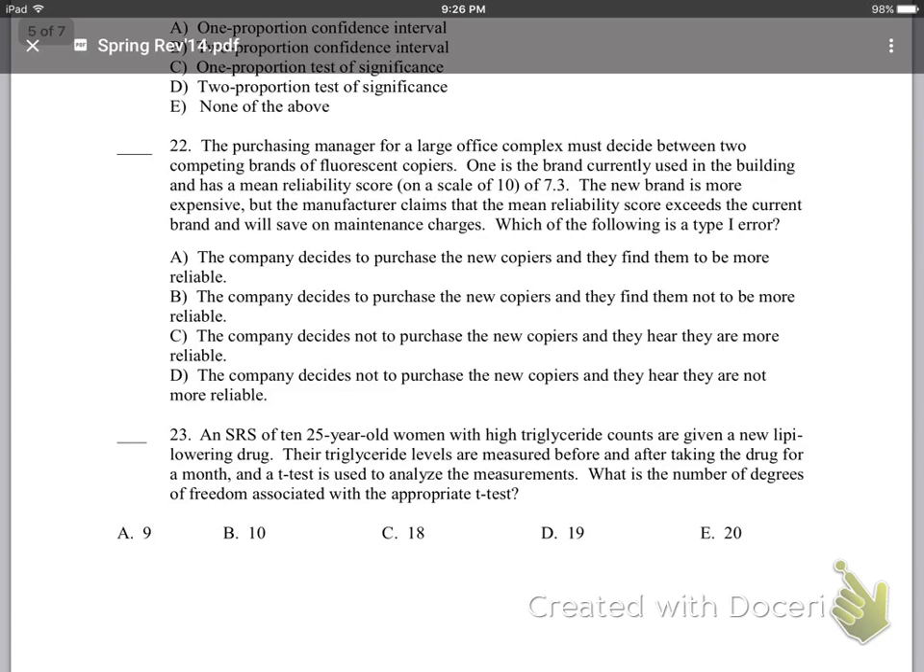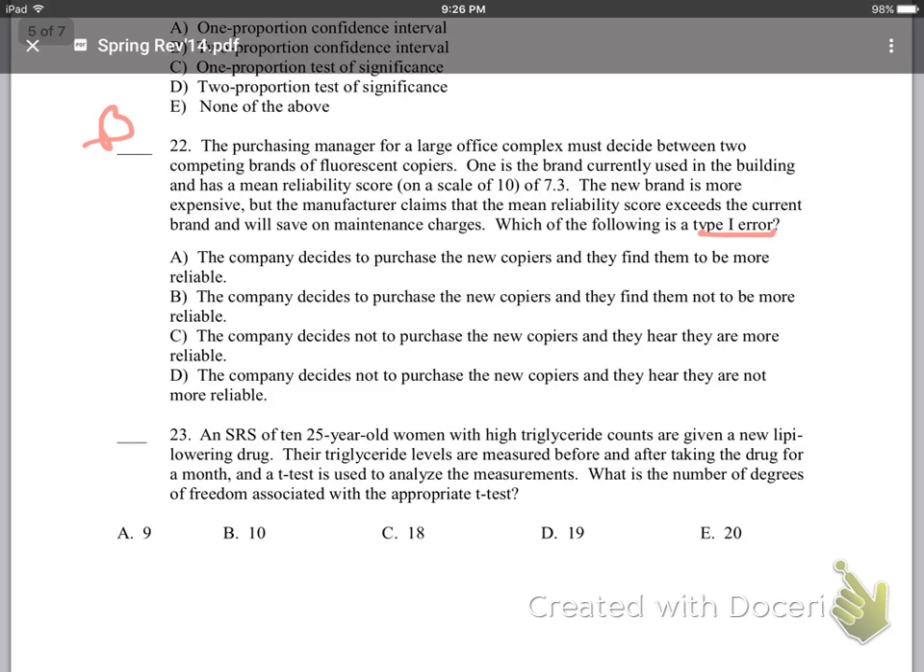Okay, so number 22 here, they're talking about buying copiers, and they want to do a type 1 error. So this is when H0 is true, but we go with HA. So we decide to purchase new copiers and find them not to be more reliable because H0 is true. So the answer is B.